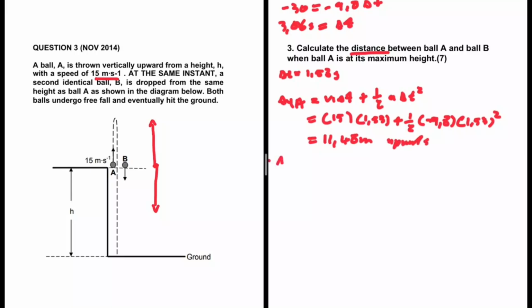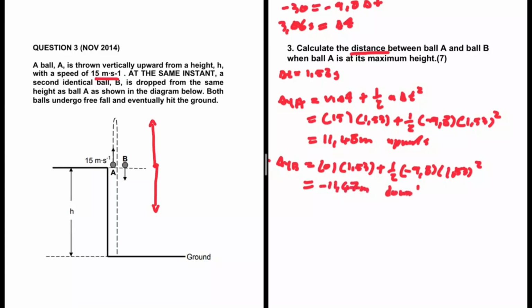And then on the other hand, the displacement of ball B, using the same equation. The initial velocity is 0, because it is being dropped. Delta t is 1.53 plus a half. The acceleration is minus 9.8. The time 1.53 squared. This equals minus 11.47 meters downwards, right? The negative sign is just showing us that it is moving downwards.